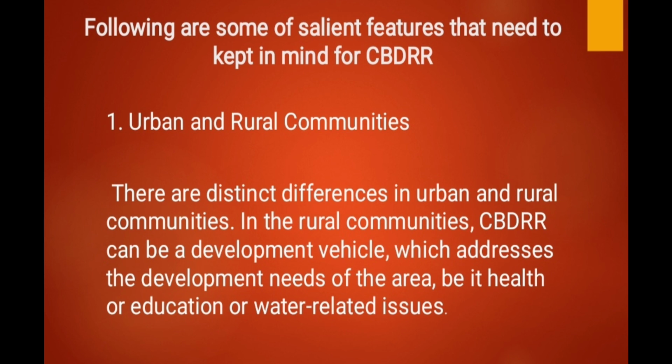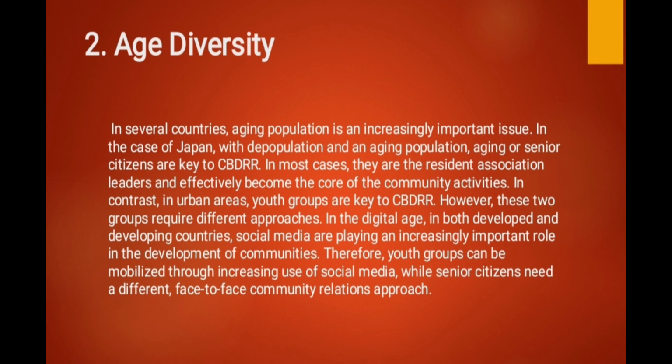The following are some salient features to keep in mind for community-based disaster risk reduction. Number 1, urban and rural communities. There are distinct differences in urban and rural communities. In the rural communities, CBDRR can be a development vehicle which addresses the development needs of the area, be it health or education or water-related issues.